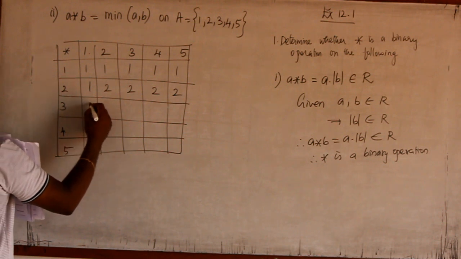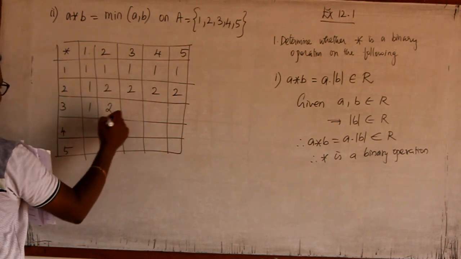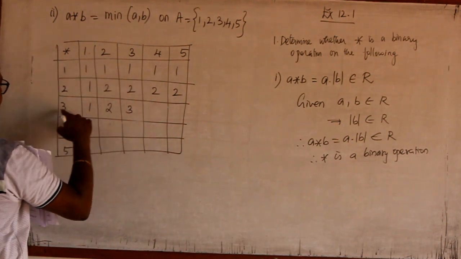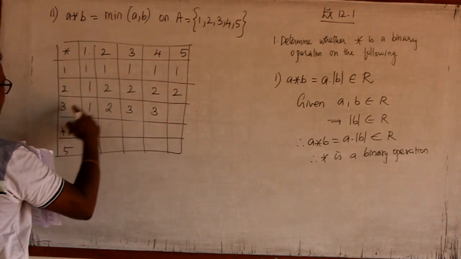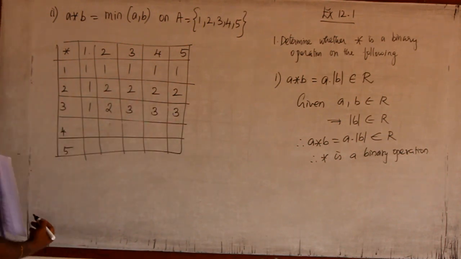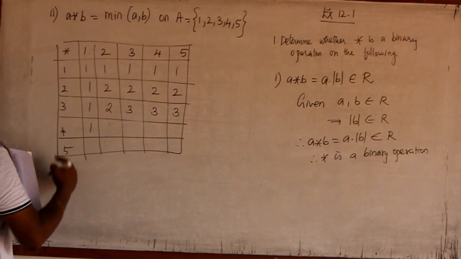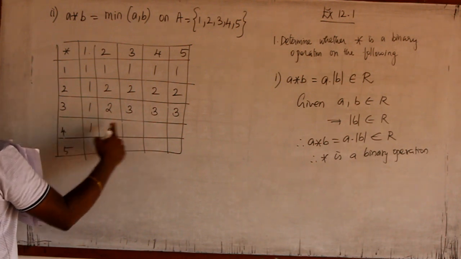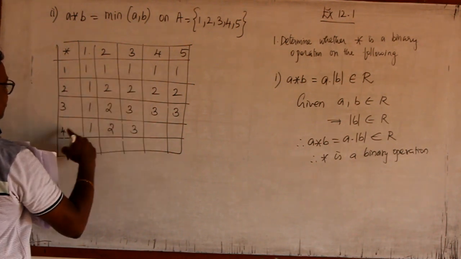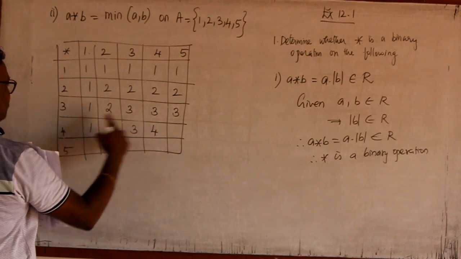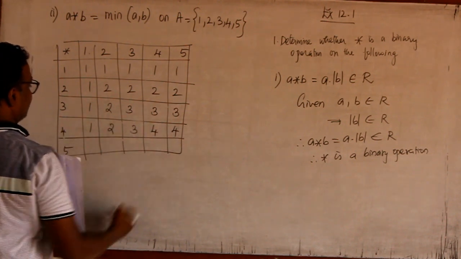3 and 1, the minimum is 1. 3 and 2, the minimum is 2. 3 and 3 is 3. 3 and 4, the minimum is 3. 3 and 5, the minimum is 3. 4 and 1, the minimum is 1. 4 and 2, the minimum is 2. 4 and 3, the minimum is 3. 4 and 4, it is 4. 4 and 5, the minimum is 4.